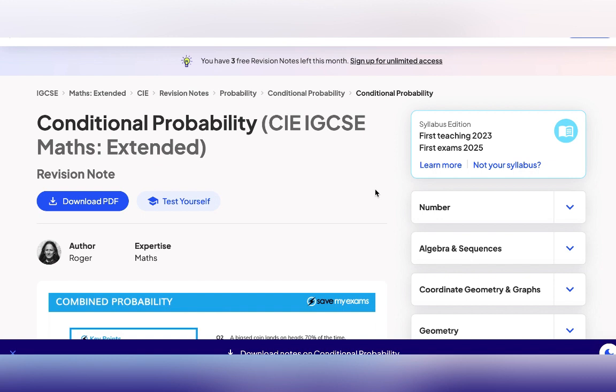Today we'll be looking at conditional probability. Normally we say the probability that A happens given that B, or the probability that B happens given that A had already happened. So when we give a condition like "given that," it's like without replacement.